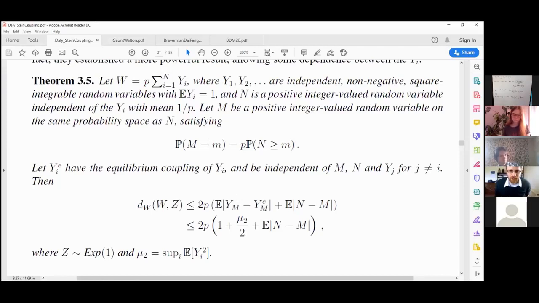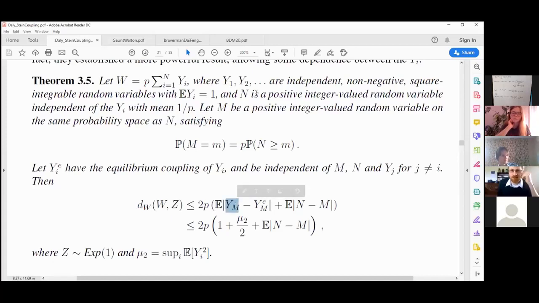what have I got living here in my upper bound? I've got some constant, and remember, we're interested in this thing going to zero as p gets small, so multiplying by p is a relatively good thing. We've got essentially two terms in the upper bound. We've got a randomly chosen y, chosen according to this distribution m. This is the mth term of this sequence.